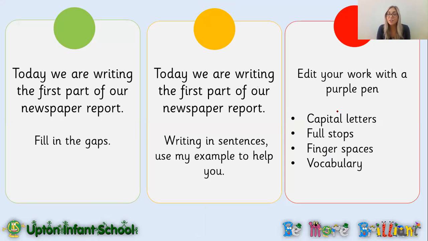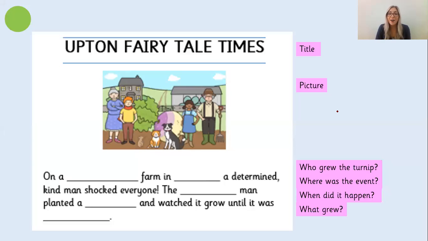Then for the red challenge, what I would like you to do, if you have a purple pen, don't worry if you don't, you can just use any other pen, but I would like you to have a little look at editing your work, looking for capital letters, full stops, finger spaces, and you might think of an even better word when you look back at it so you can improve your vocabulary. Okay, so let's have a little look in more detail. So green task, what I would like you to do then is to have a go at writing out these sentences, but I would like you to fill in the gaps.